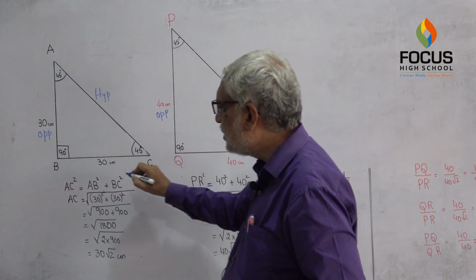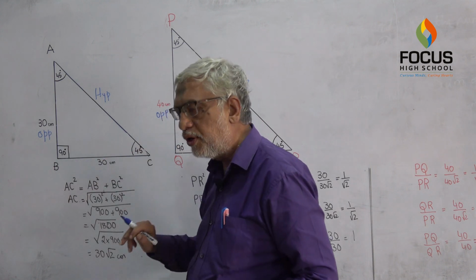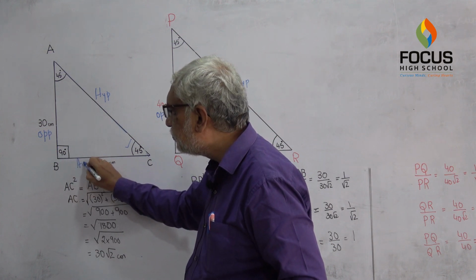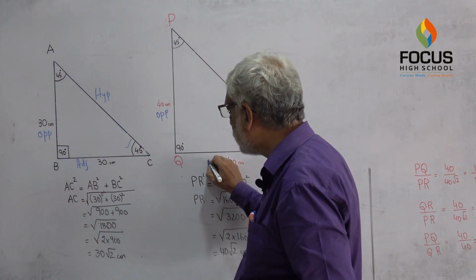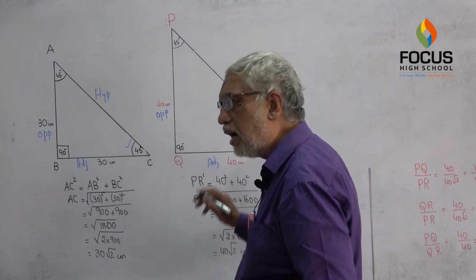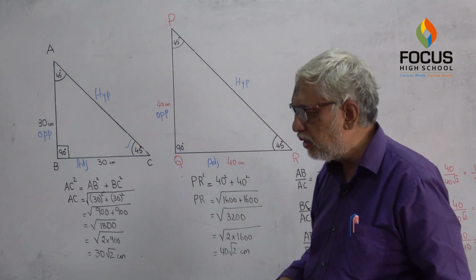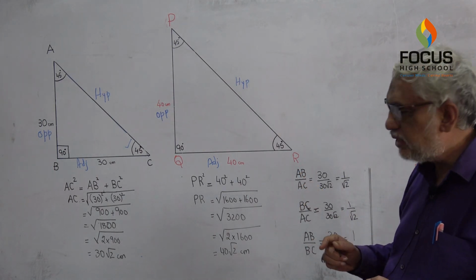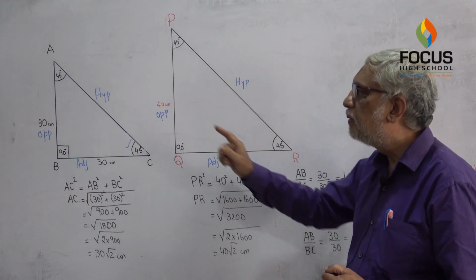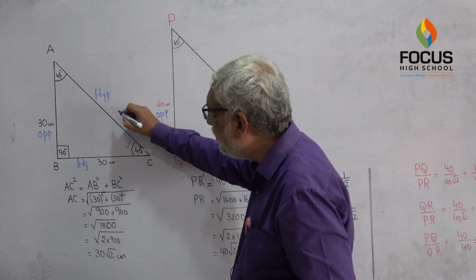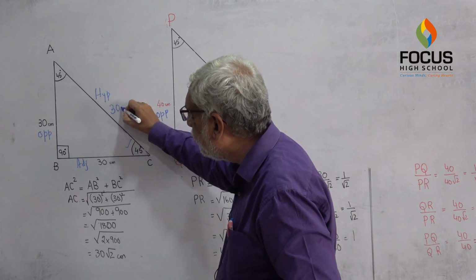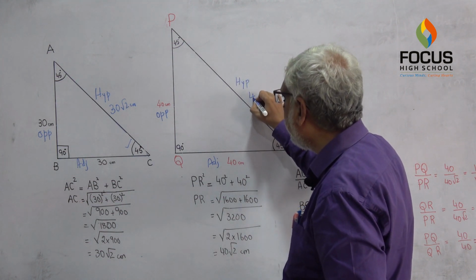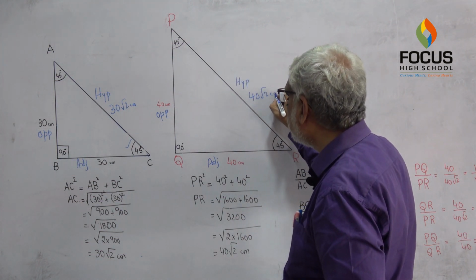Now this is opposite with respect to angle 45. Now this, what will it become? It will become the adjacent side. Similarly here also. Now we are going to discuss the ratio of the particular sides. First AB by AC, means in terms of opposite and hypotenuse, 30 by, how much did I get for this one? This one I got as 30 root 2 centimeters. And how much did I get for this? I got 40 root 2 centimeters.